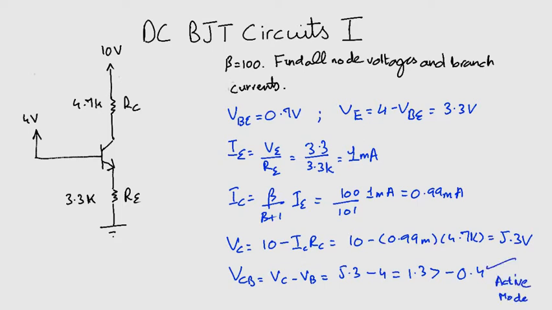Similarly, we can find the base current. Take a look at this formula. IB is equal to IE divided by beta plus 1. This will give us IB equals to 0.01 milliampere.